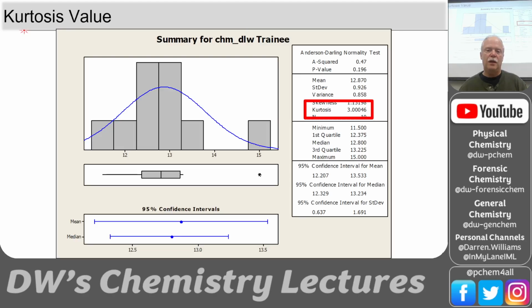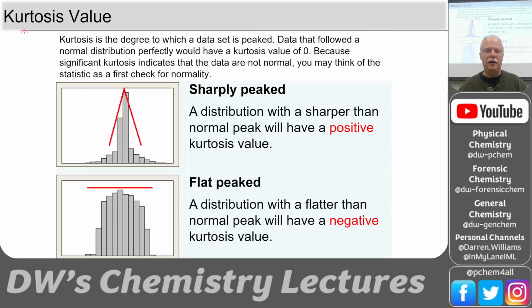Okay. So let's look at the Minitab stat guide. Kurtosis is the degree to which the data set is peaked. Data that follow a normal distribution perfectly would have a kurtosis value of 0. So that's normal data, kurtosis would be 0. It can be negative, it can be positive. So sharply peaked data has a positive kurtosis value. And then flat peaked data would have a negative kurtosis value.